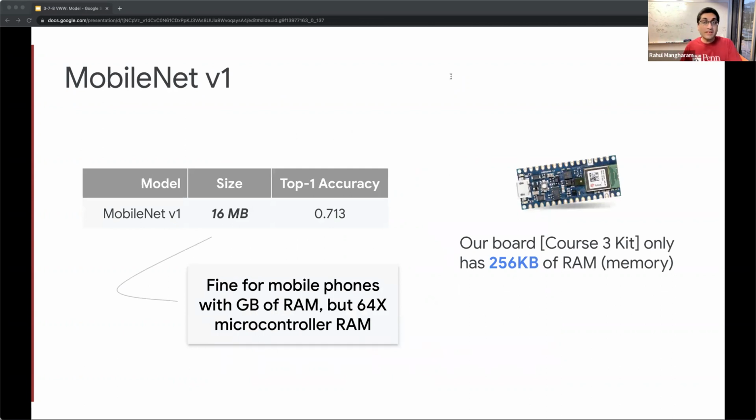So if you compare this baseline, it's still fairly large because it has 16 megabytes, compared to our dinky little kilobyte amount of memory that we have in our microcontroller. We are still 64 times off. So we need to do something in order to shrink this model, which is already quite small, and make it much, much smaller. So that's where some subtle optimizations that we can do to the baseline come in.